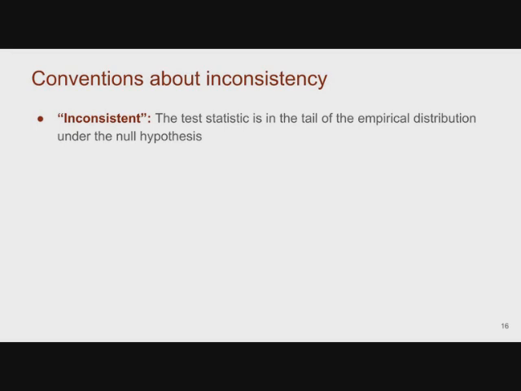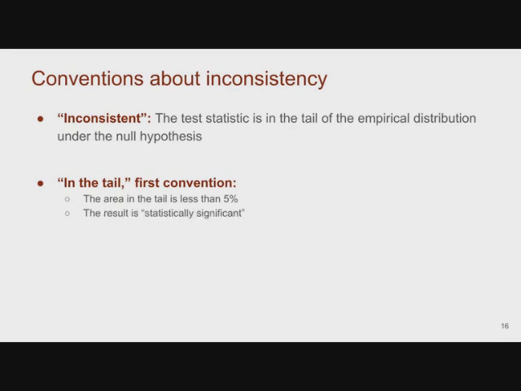So what does it mean to be in the tail? There are a couple of conventions in use. One of them is that we look at the tail and put a marker where the area of the tail is less than 5%. If you remember, our histogram sums to a total area of 1. So we look at the part of the tail that is less than 5%. That's our first convention, so the cutoff is 5%. And if the observation falls within that 5% tail, we say that the result is statistically significant.